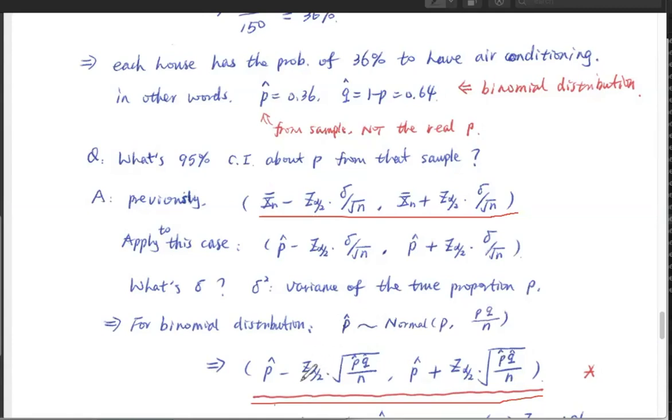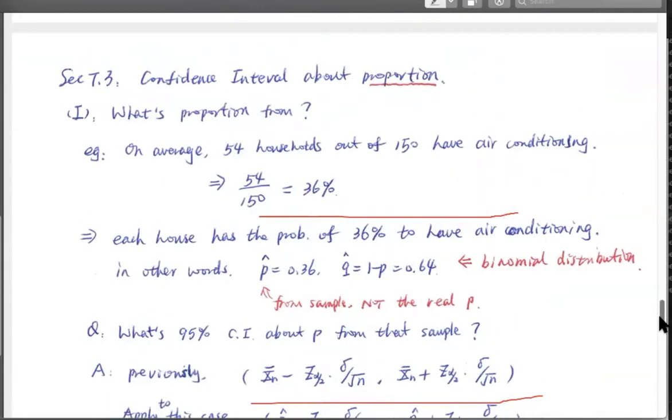If somebody wakes you up in the middle of the night and asks what 95% corresponds to, you can easily answer after enough practice. That's the z. Then the square root of p hat times q hat over n. p hat is 36%, q hat is 1 minus p hat, so 64%. The sample size n is how many households we are talking about, which is 150.